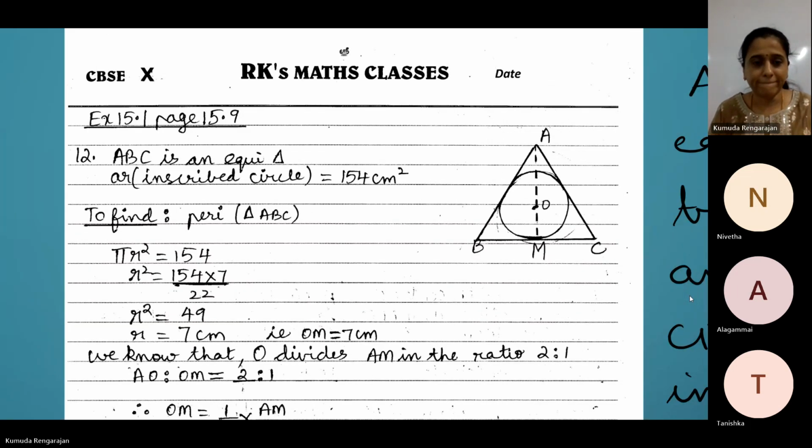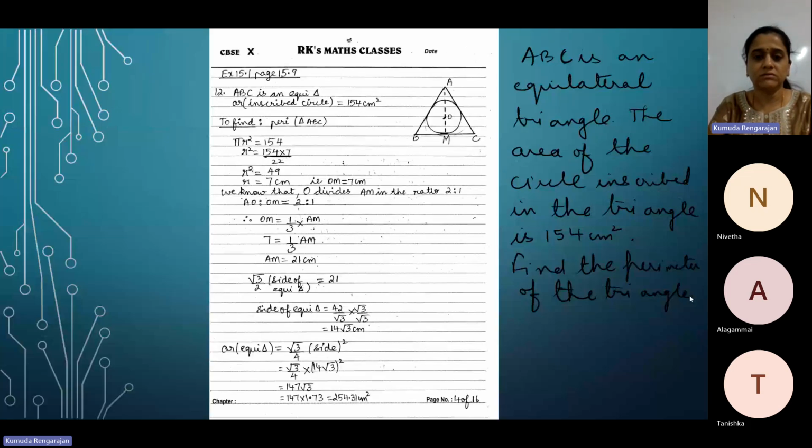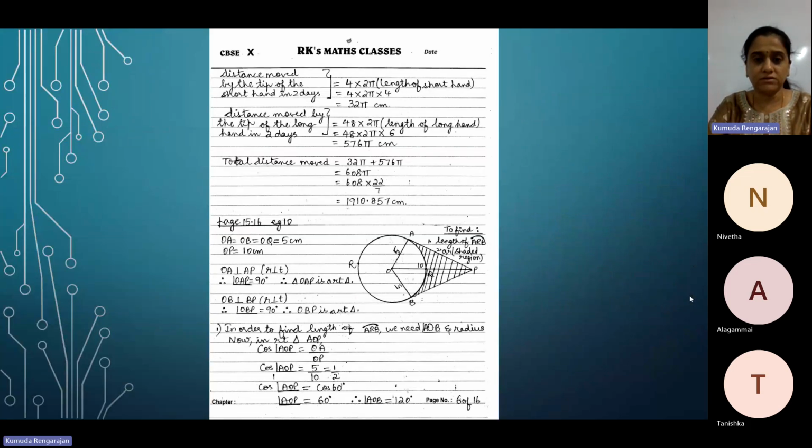Yeah. I think you have it in two methods. You can just call this method 1. Yeah, alternate method, yes.